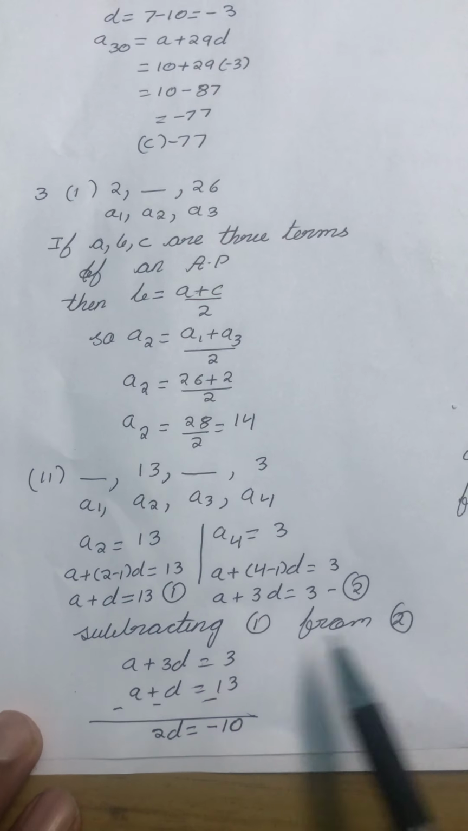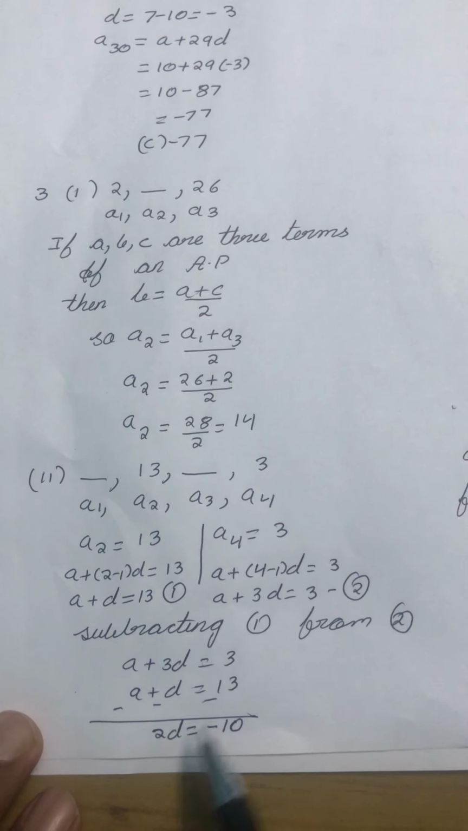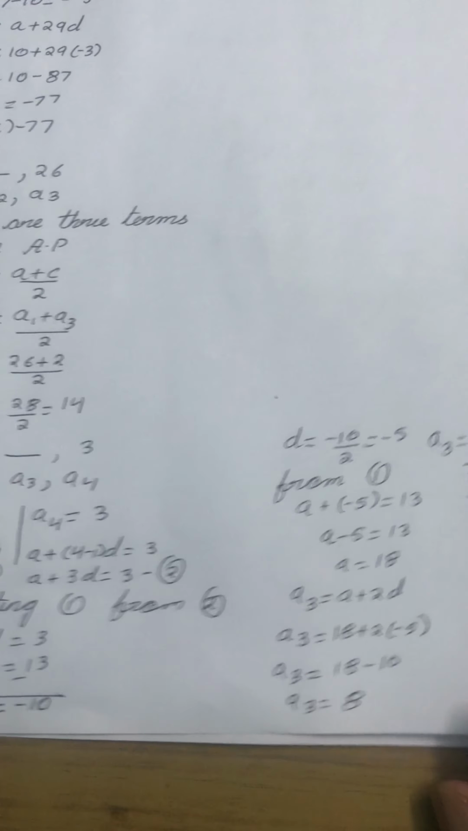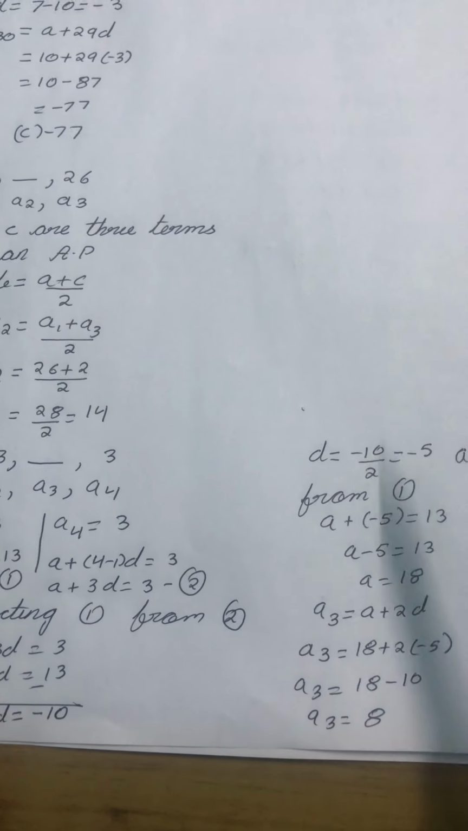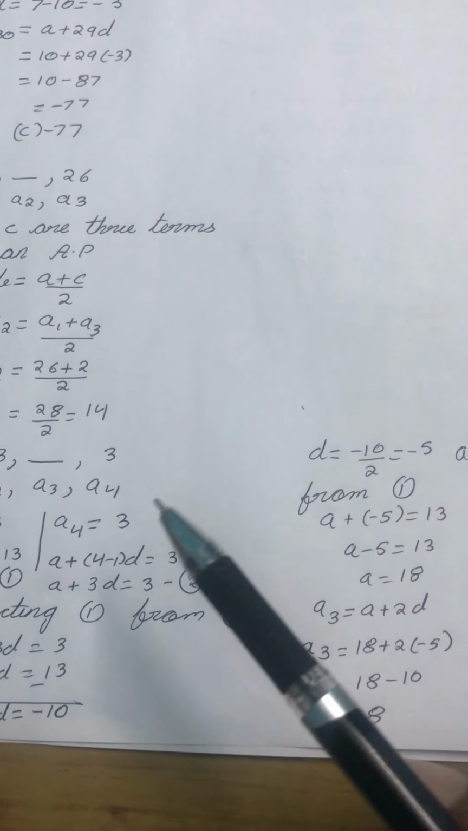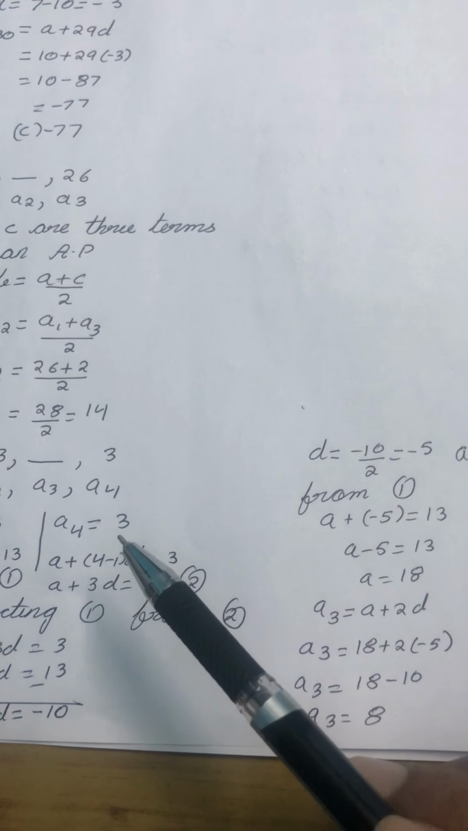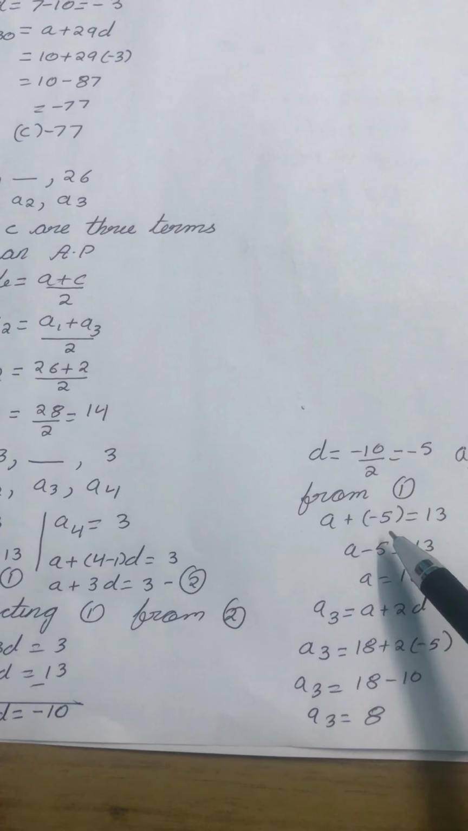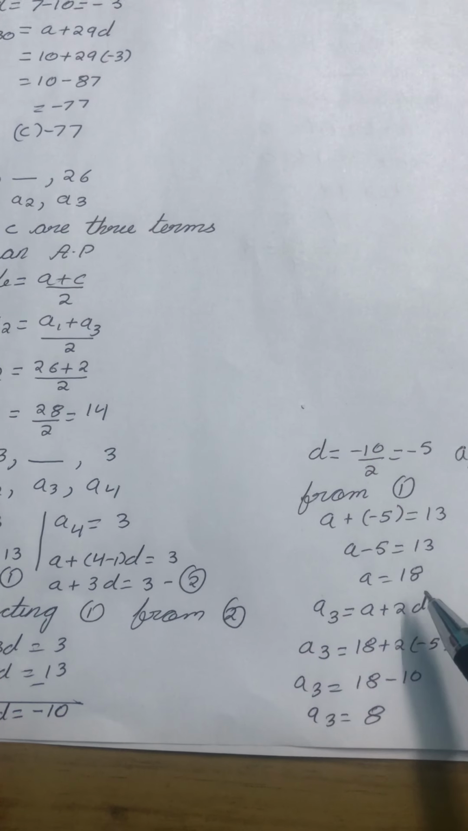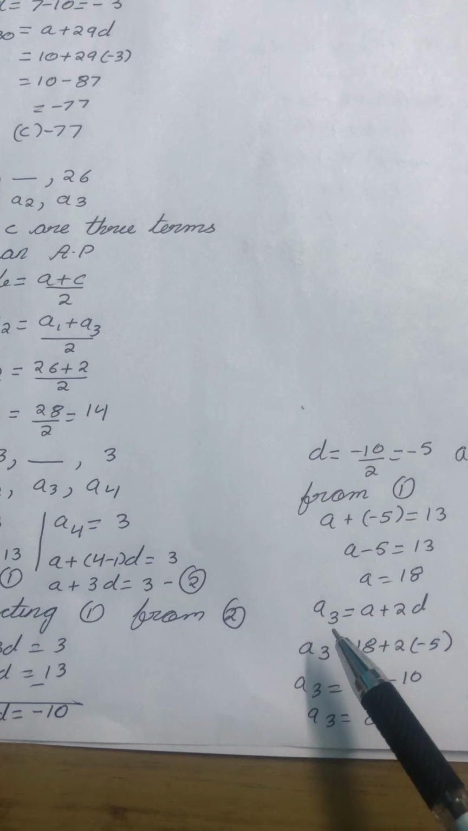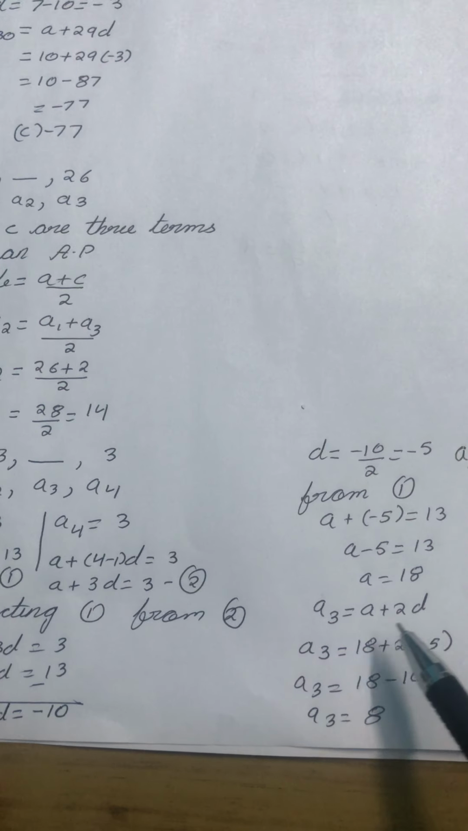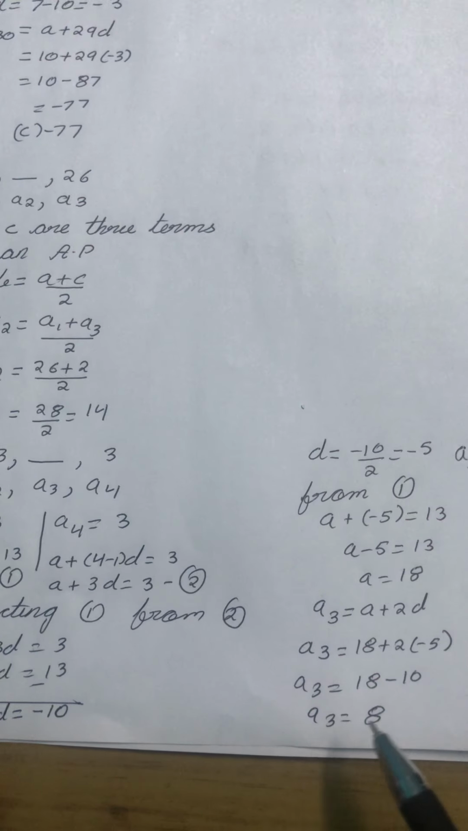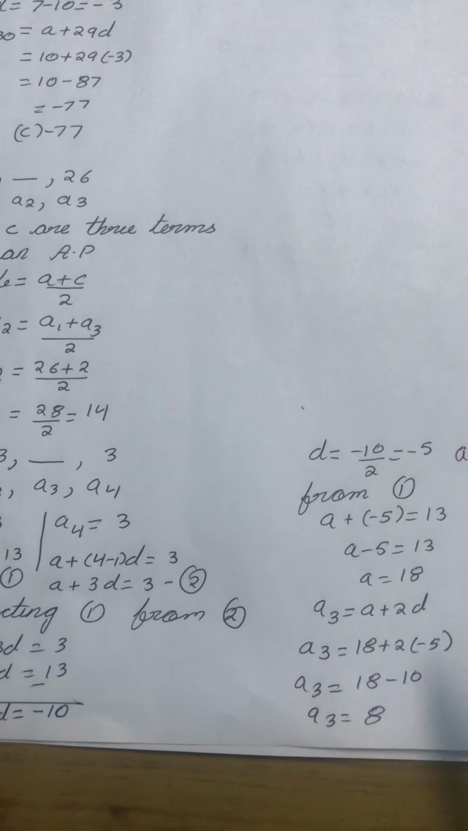Subtracting equation 1 from 2, change the sign of the lower equation. So the value of D has come minus 5. After finding the value of D, we will find the value of A. For that, we will substitute this value of D in equation 1. So the value of A has come 18. Now we want to find the third term. So apply the general term formula A plus 2D. Substitute the values of A and D that we have found. So A3 is 8. The third term has come 8.